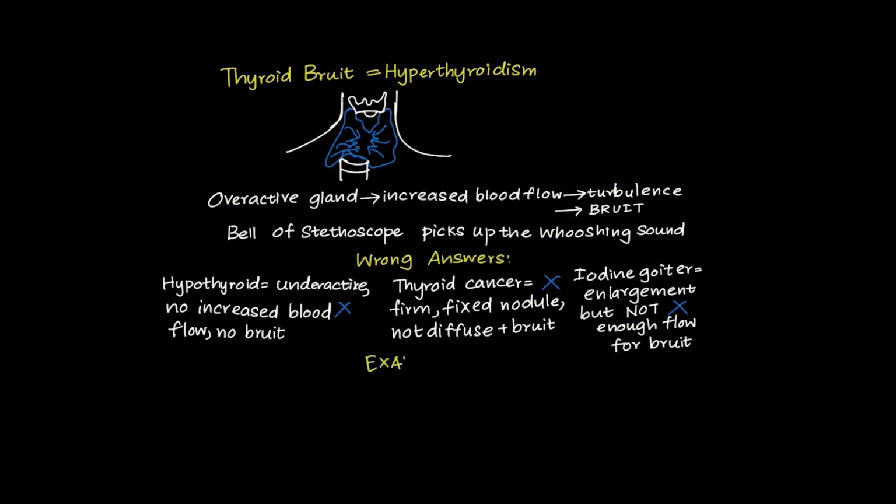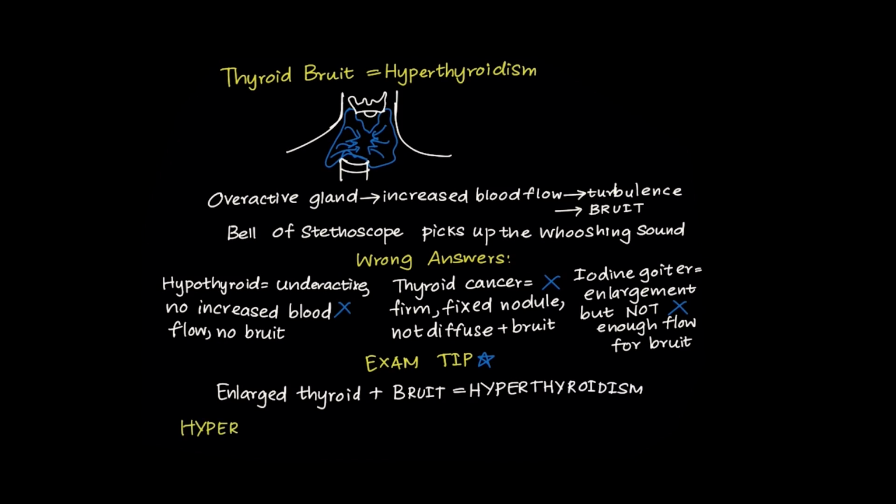Here's a WGU D443 OA exam tip for you. Enlarged thyroid plus bruit equals hyperthyroidism. The bruit means increased blood flow, and increased blood flow means the gland is overworking. Quick recall hook: hyperthyroid equals hyper blood flow equals bruit you can hear. Hyper means more of everything.